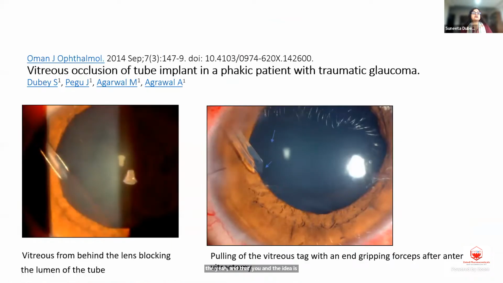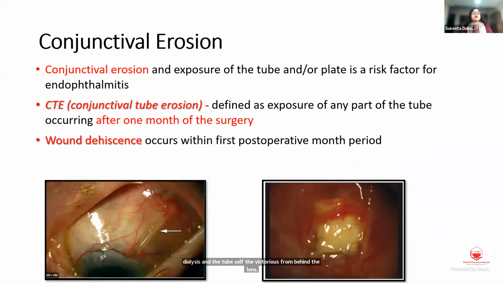And this was our patient, the case report which got published. And here we cut the vitreous with the end gripping forceps and anterior vitrectomy. And this was a case of traumatic glaucoma, wherein there was some zonular dialysis, and the tube sucked the vitreous from behind the lens. So this can also happen.